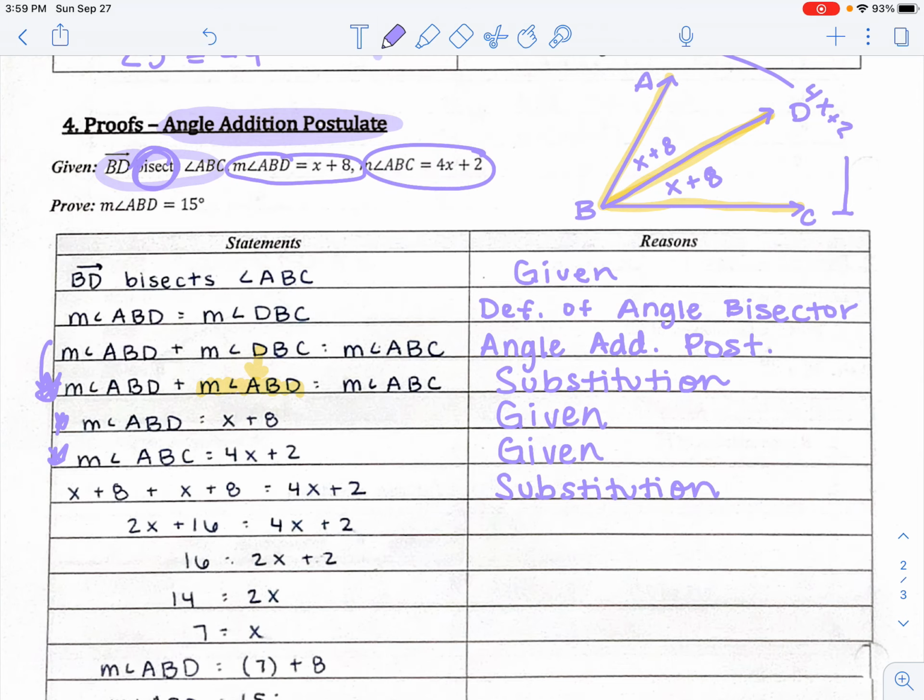Okay. Up next, it looks like they combined like terms. They added those x's together, and they took the 8s and they combined them, so that would be simplified because you're combining like terms. So now we have 2x plus 16 equals 4x plus 2. From here to here, it looks like they subtracted that 2x from both sides. So this would be subtraction.